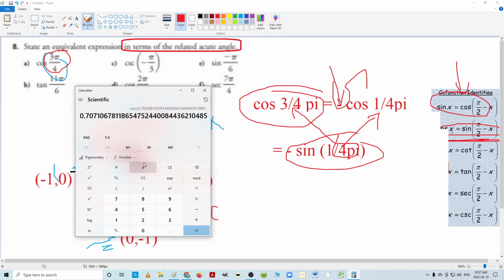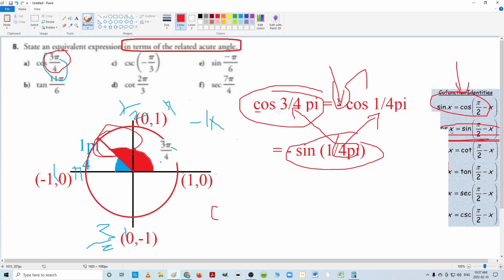Now, let's do 3/4 pi. So 3 divided by 4 times pi equals. Now we're going to do trig cos. I get the same value, the same number, but negative. That means for this to be the same as that or that, I either have to multiply this by negative, but I can't because they've given me it as positive. Therefore, I have to multiply this and this by negative. That way, they'll all be equivalent.